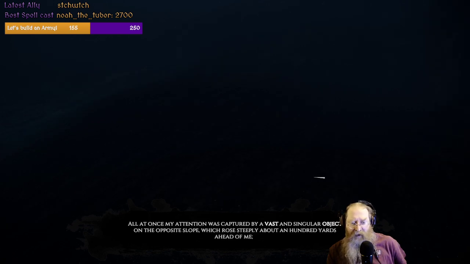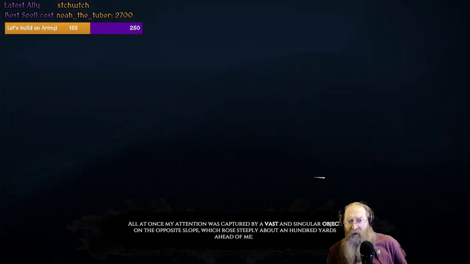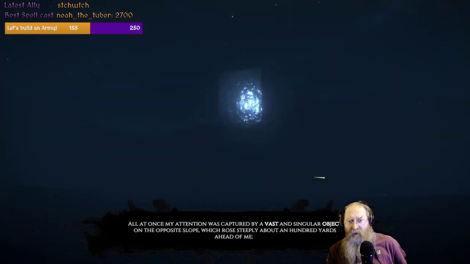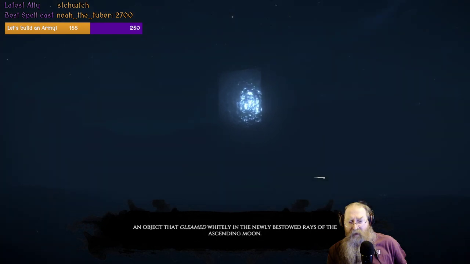All of a sudden, my attention was captured by a vast and overpowering singular object on the opposite slope, which rose steeply about 100 yards ahead of me. An object that gleamed whitely in the newly bestowed rays of the ascending moon.